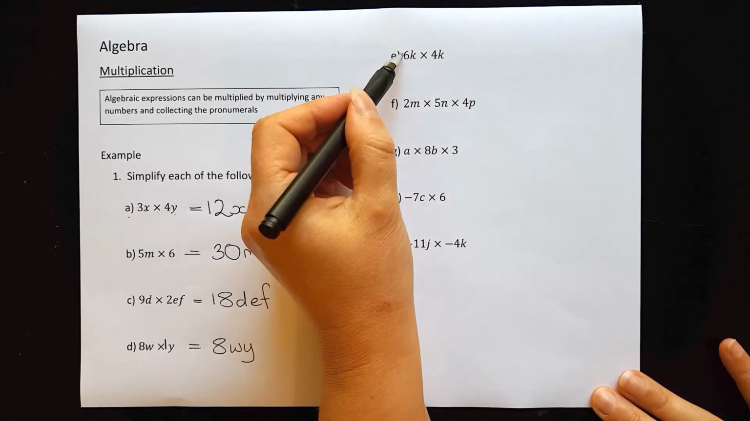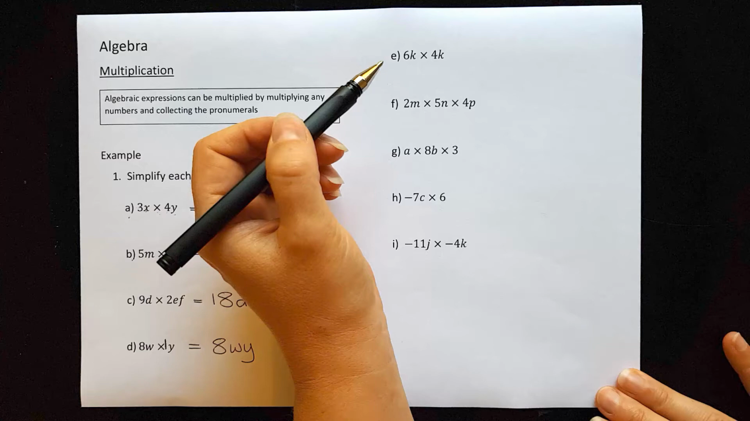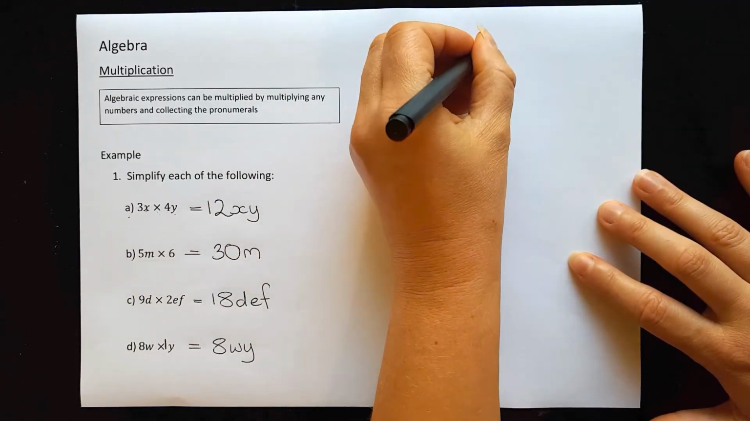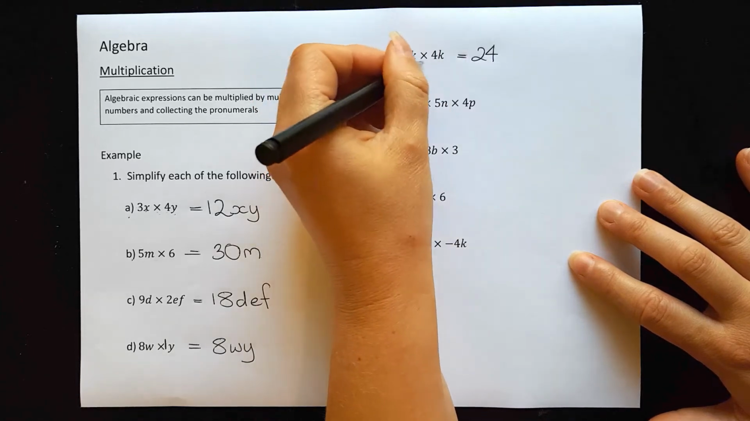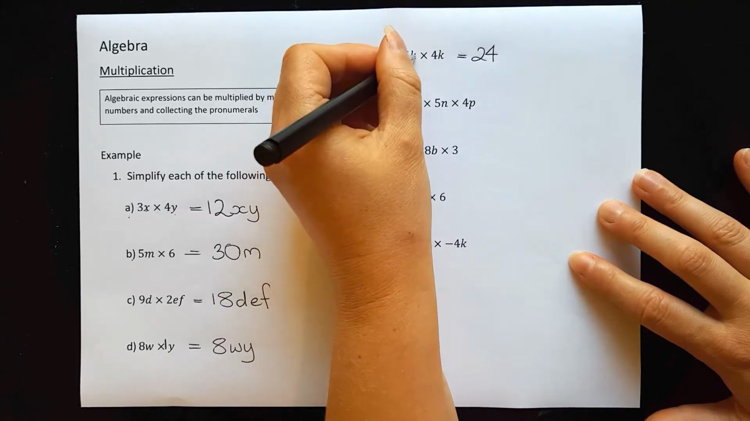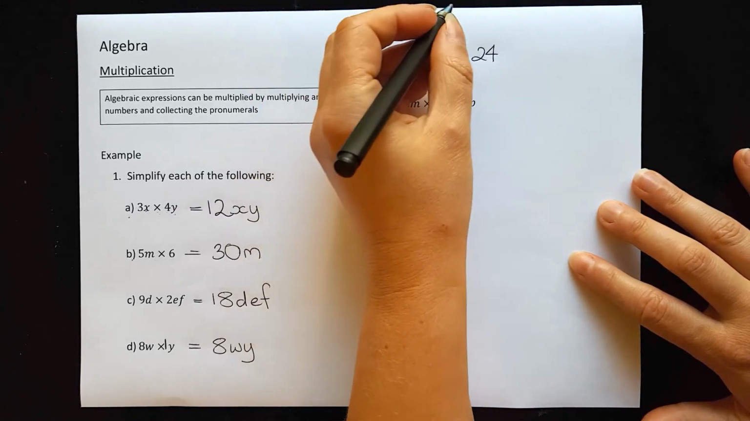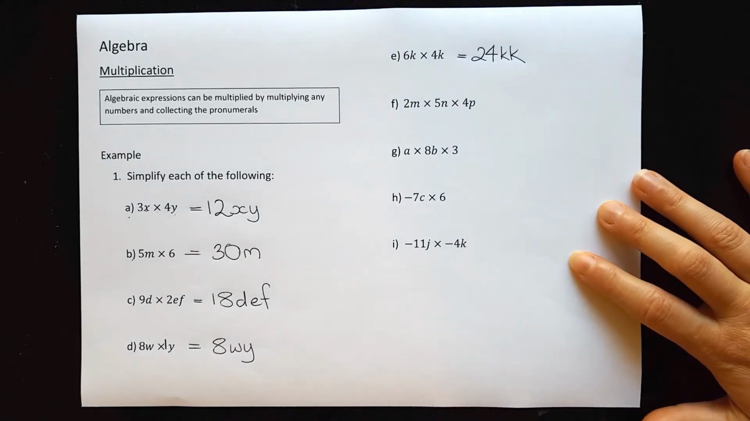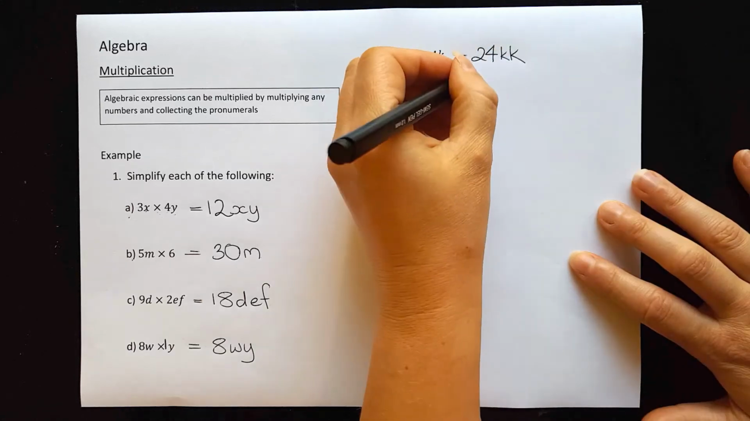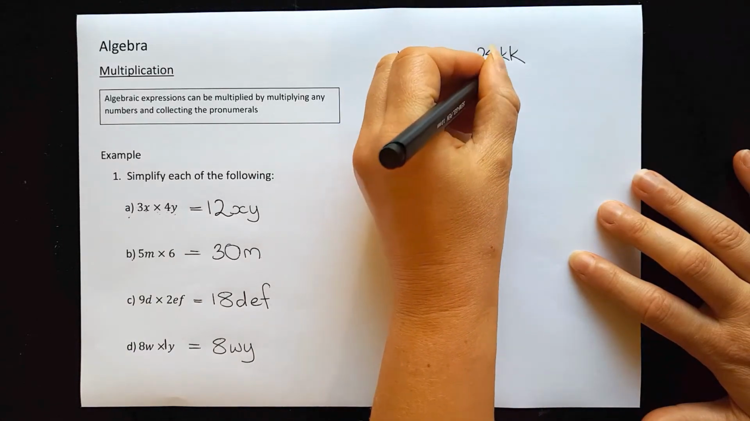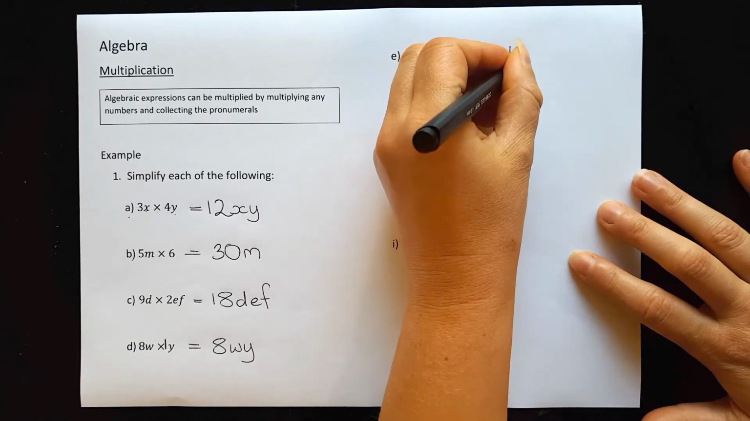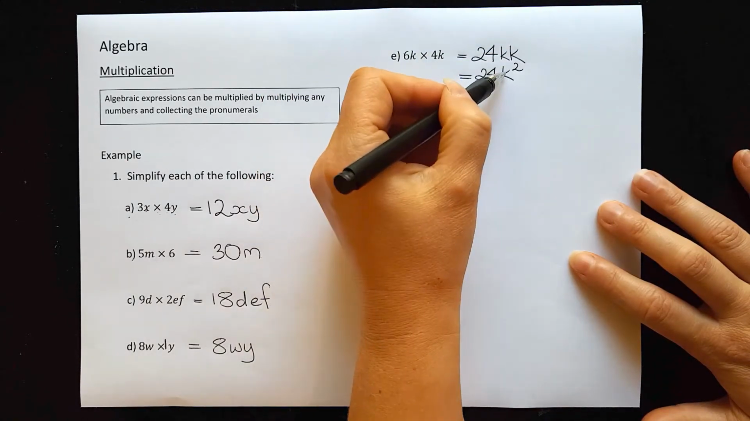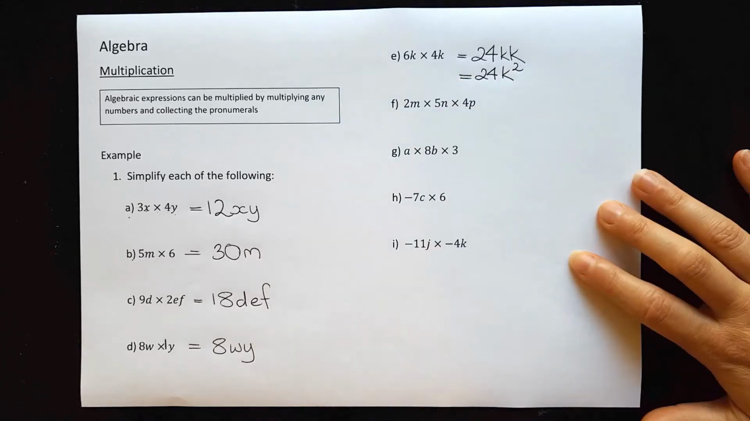E, 6k times 4k. So multiplying 6 times 4, we get 24. And then we want to collect up our letters. This time the letter is the same. We could write KK, but we have a shorter way of writing that. Instead of writing K times K like that, we actually prefer to write that as K squared, okay? When something is times by itself, we say that it is squared, K squared.